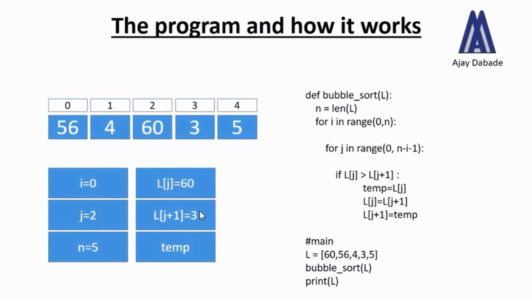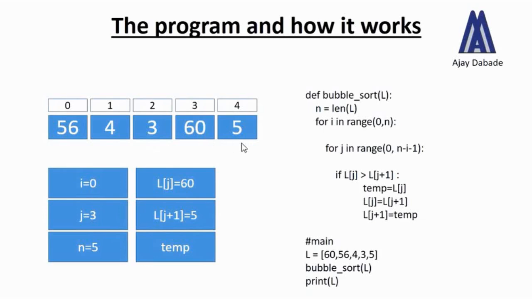And again now the value of j will become 2. Now the value of j is 2. So what we'll do is compare L of j, that is 60, and L of j plus 1, that is 3. So 60 is greater than 3. Again the same code will get executed, and 60 and 3 will get swapped. You can see how the numbers are getting changed. Now the numbers 3 and 60 have got swapped.